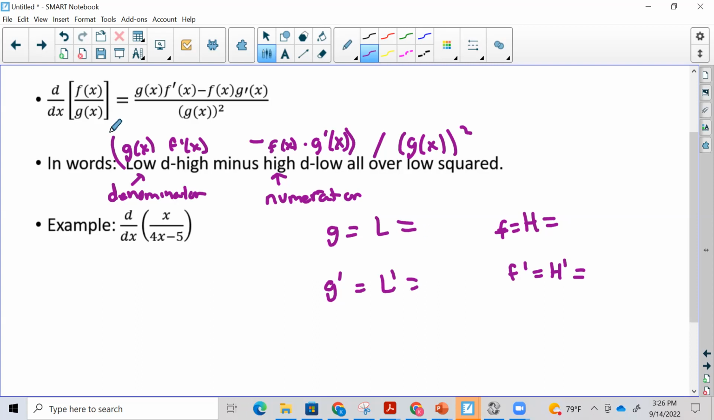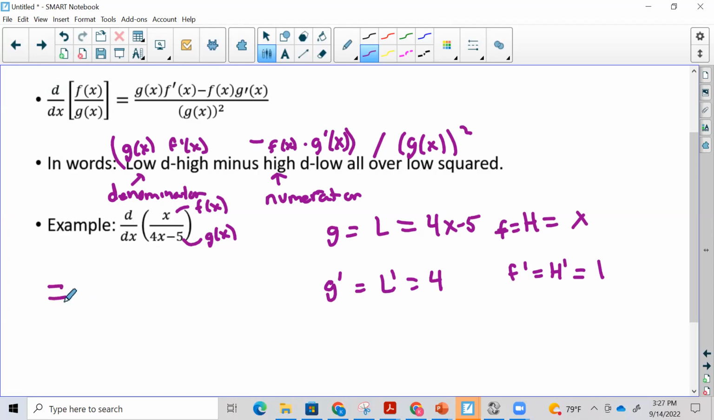So the low would be your g of x. So in this case, we have x and 4x minus 5. So this would be my f of x in that formula, and this would be my g of x. And so I would write the low, which is 4x minus 5, and I would write the high, which is x. And then I would take the derivative. Derivative of 4x minus 5 is 4. Derivative of x is 1. And then it's pretty much putting it in this combination, however you remember it.